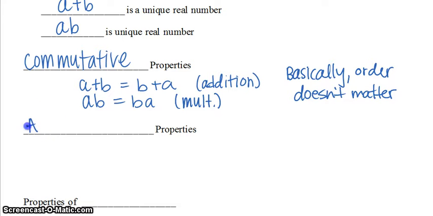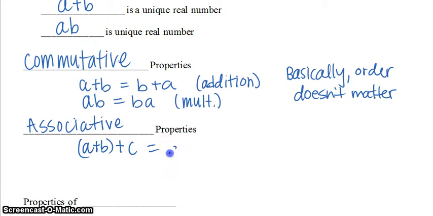Then we have the associative property. So these are like the very commonly used ones that you don't even realize. Okay, so the associative property, again, there's an addition one and a multiplication one. So we have A plus B in parentheses plus C equals A plus B plus C in parentheses. So it's basically saying if you added the first two first and then you added the third one, that's the same as adding the last two first and then adding the first one. And that one's for addition if you can't tell.